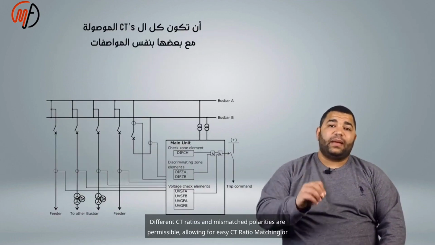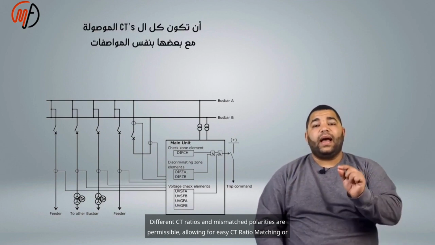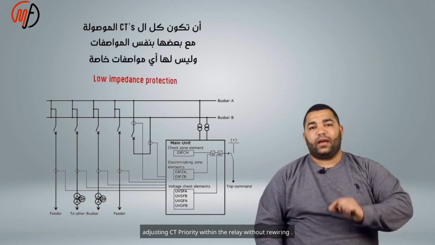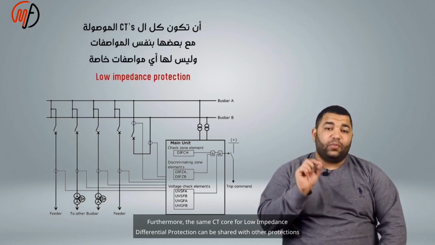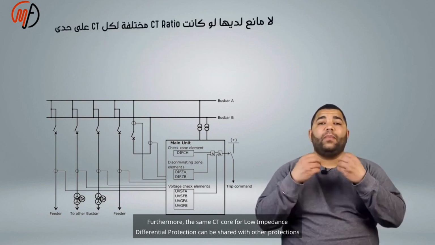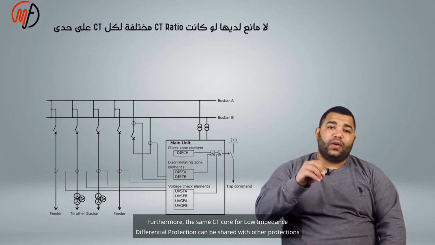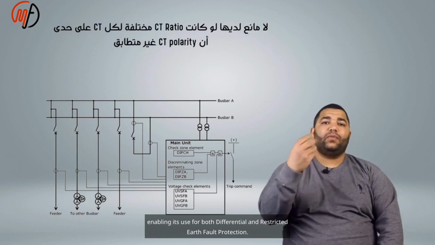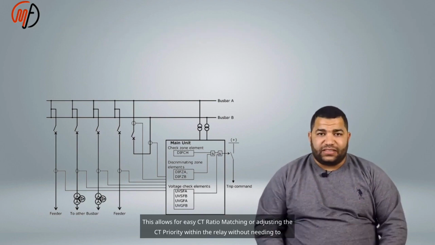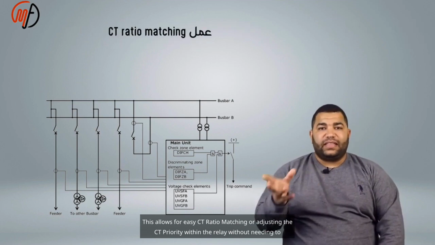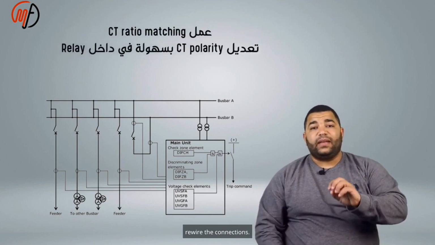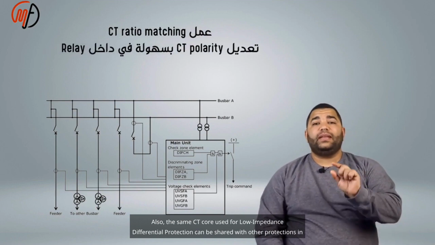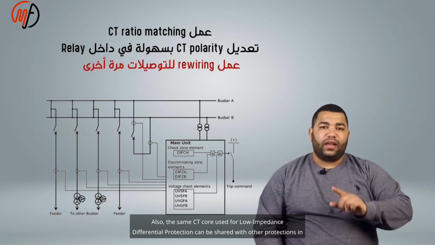Different CT ratios and mismatched polarities are permissible, allowing for easy CT ratio matching or adjusting CT priority within the relay without rewiring. Furthermore, the same CT core for low impedance differential protection can be shared with other protections, enabling its use for both differential and restricted earth fault protection. This allows for easy CT ratio matching or adjusting the CT priority within the relay without needing to rewire the connections. Also, the same CT core used for low impedance differential protection can be shared with other protections in the same relay.